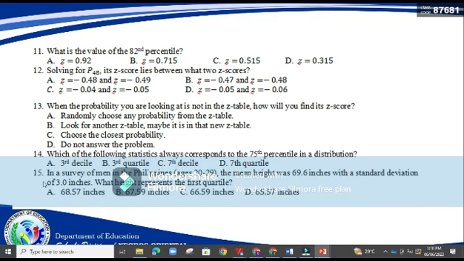Number 15. In a survey of men in the Philippines ages 20 to 29, the mean height was 69.6 inches with a standard deviation of 3 inches. What height represents the first quartile? A. 68.57 inches, B. 67.59 inches, C. 66.59 inches, D. 65.57 inches.